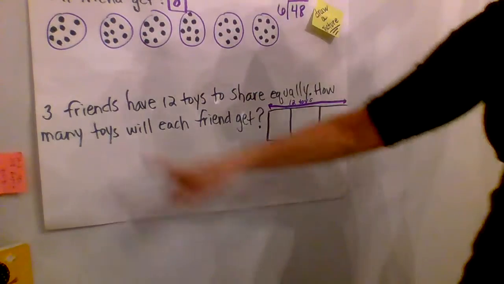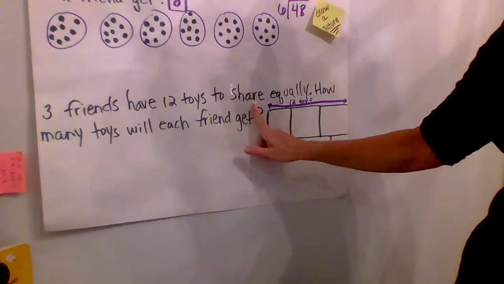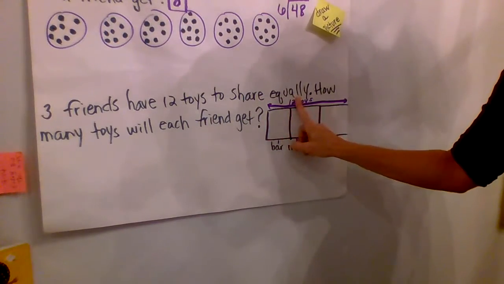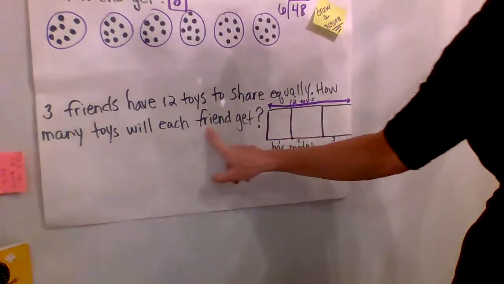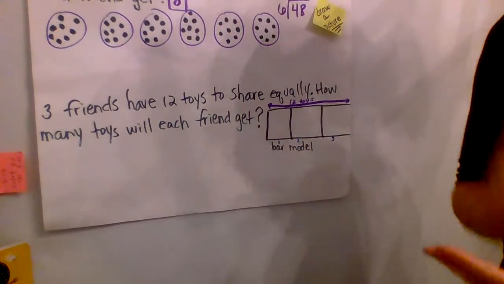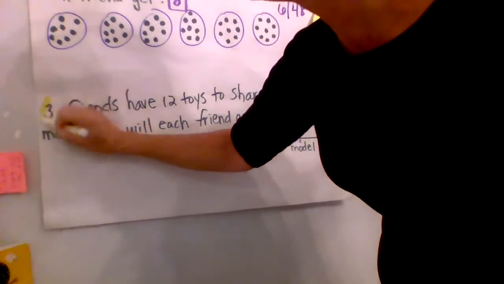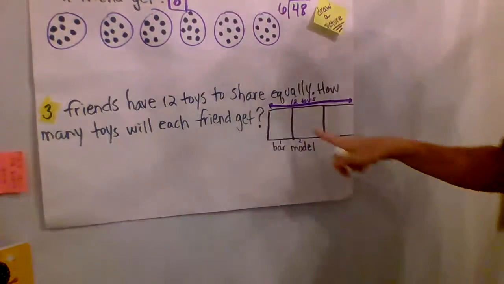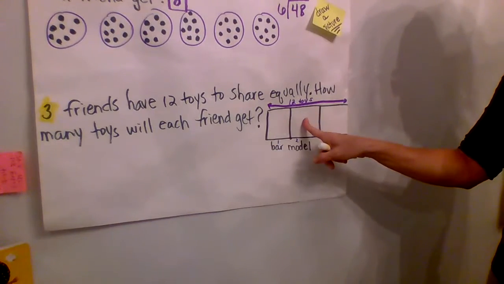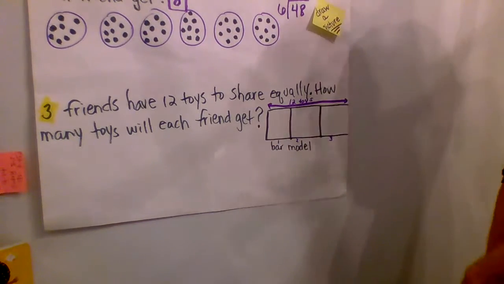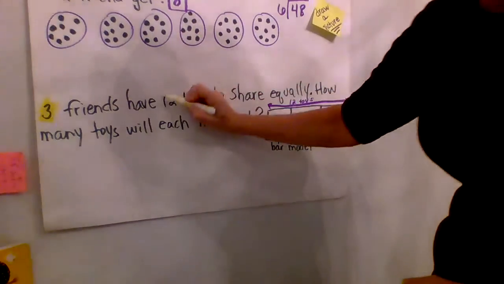Okay, here we go. 3 friends have 12 toys to share equally. We know that. We want each person to get the same. How many toys will each friend get? How many friends are there? Yep, there's 3. So Miss Benito drew a rectangle showing 1 friend, 2 friends, 3 friends. How many toys will they share? A total of 12.